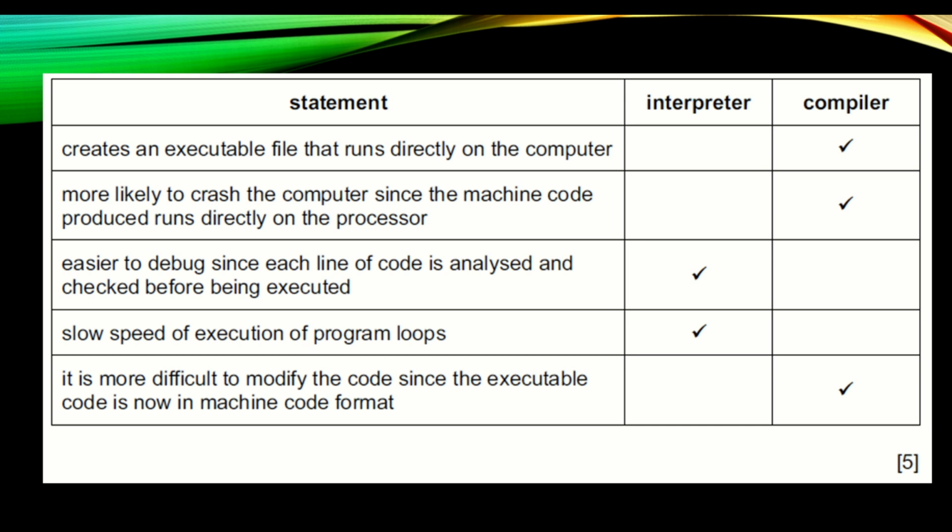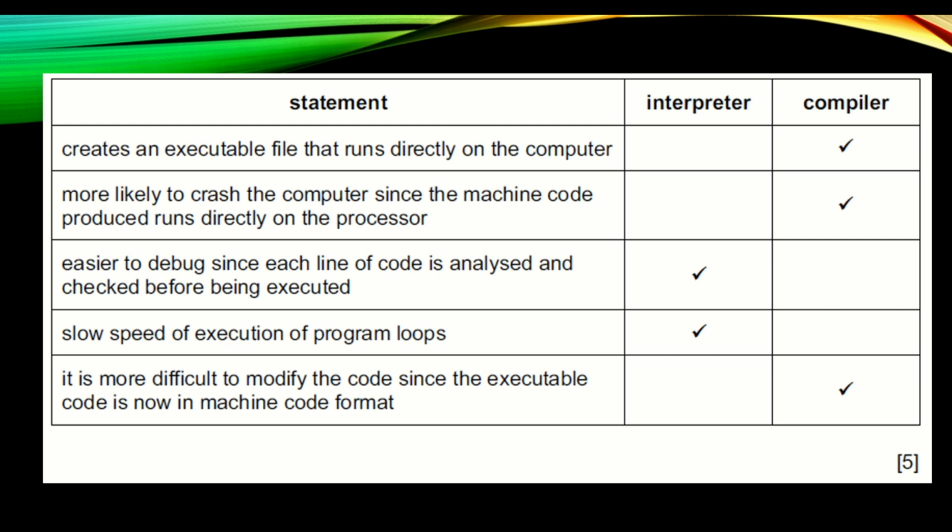The first one, since we have the keyword executable file, it is related to compilers. More likely to crash, because there's already the machine code present, or the source code has been converted into machine code. So this is compiler. Easier to debug. We know that for debugging we use interpreter.